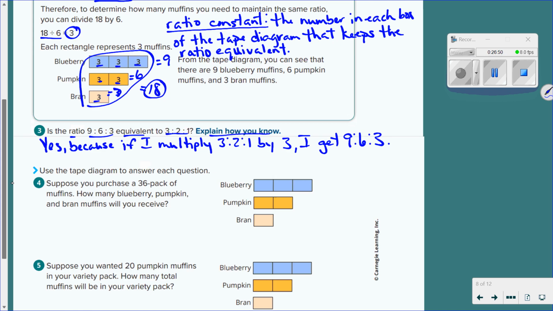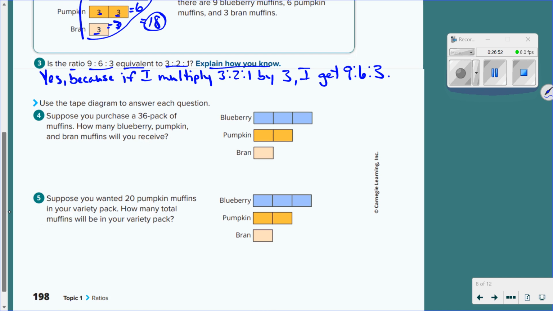Okay, so now we're going to see how well you guys can do at going the other way. Finding my ratio constant. Again, they have to give you enough information to figure it out. You just got to figure out how they go together. So our first one, we're going to have a 36 pack of muffins. Using our same ratio constant. Tell me, how many blueberry, pumpkin, and bran will I receive? So there's our question. And the other one, I have 20 pumpkin muffins. How many total, there's my question, will I have in the pack? So use that information, see if you can figure out your ratio constant. Put the ratio constant in, and then you'll be able to get your answer. We'll give you guys about 3 minutes. Go ahead and go.